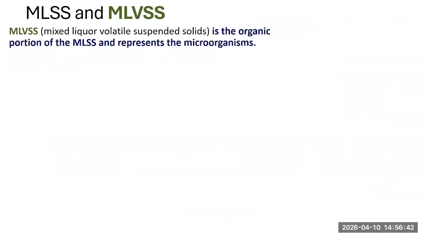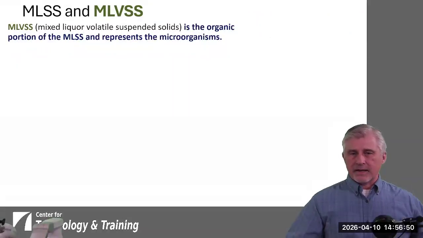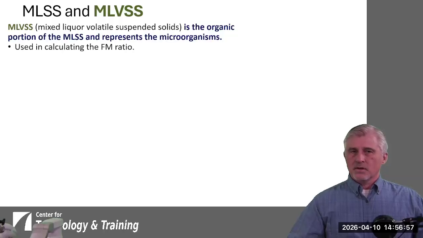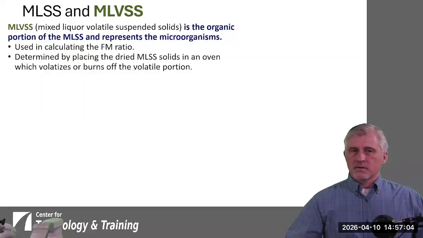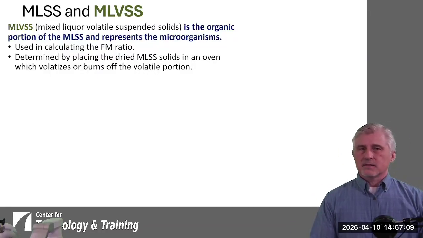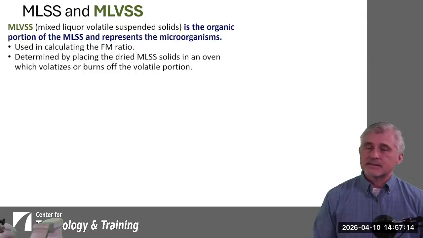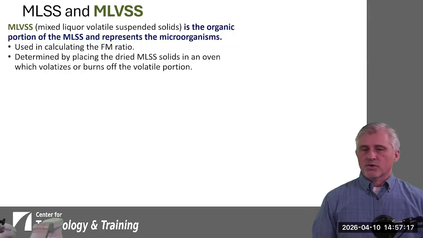Now, our mixed liquor volatile suspended solids is the organic portion. That's the part that's organic, that's biological, and that represents the microorganisms that are in it. We need that in calculating this F/M ratio, the food to microorganism ratio. And we determine that by placing the dried MLSS solids in an oven, which volatilizes and burns off that volatile portion.